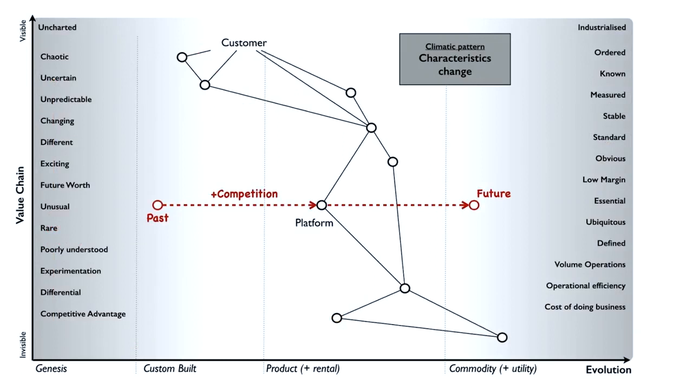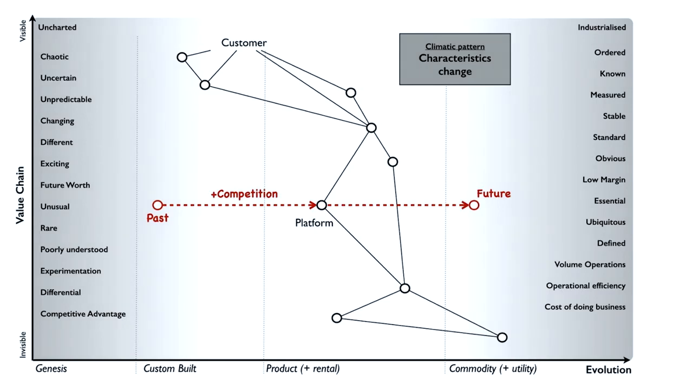A dotted red line crosses the map from a point marked past, through a point marked platform, to a point marked future. The text, plus competition, appears above the dotted line. So that's a map. There's a lot to Wardley mapping that we aren't going to begin to cover here, but one aspect I want to highlight is this aspect of movement.